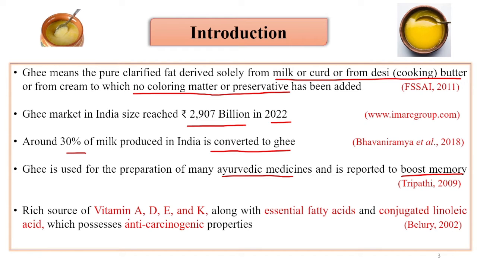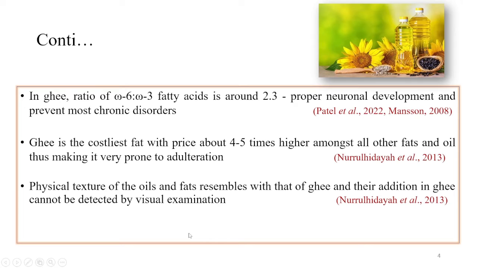It is a rich source of fat soluble vitamins A, D, K, and also essential fatty acids and CLA, that is conjugated linoleic acid, which possesses anti-carcinogenic properties. In ghee, the ratio of omega-6 to omega-3 fatty acids is around 2.3, which is appropriate for proper neuronal development and also to prevent chronic disorders.